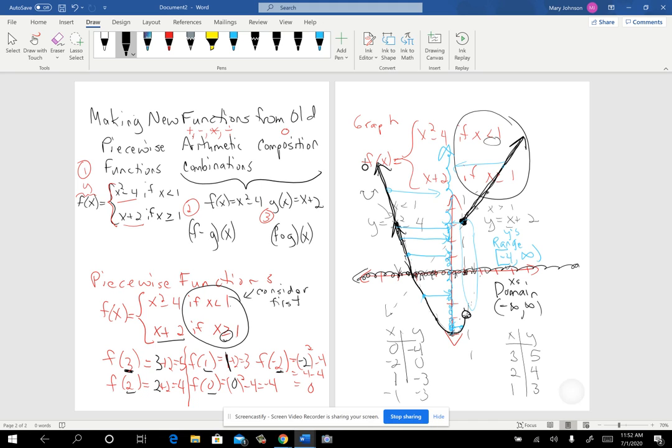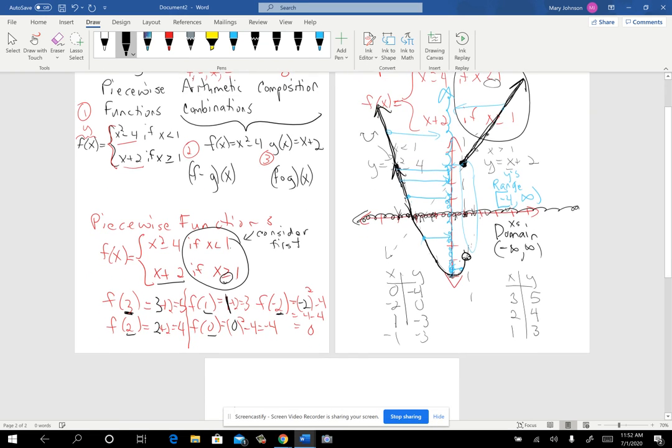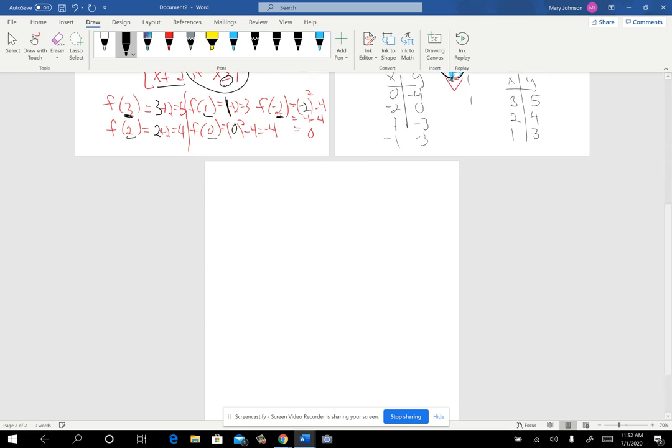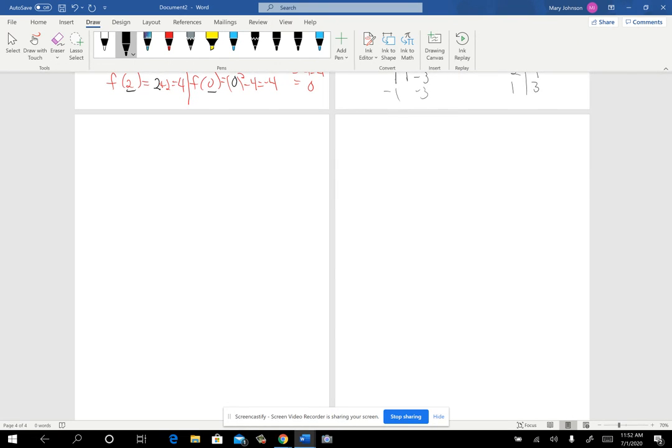All right, now let's go ahead and do a quick overview of what happens when you have combinations and composition. I'm going to create 2 pages here, and we're going to do them on the 2 pages. Okay, so here I want to do the combination. Here I want to do the composition.